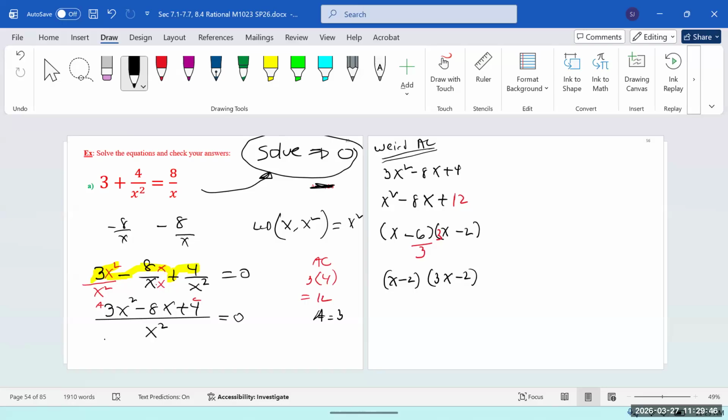So we write them here. X minus 2 and 3x minus 2 on the numerator divided by x squared on the denominator.